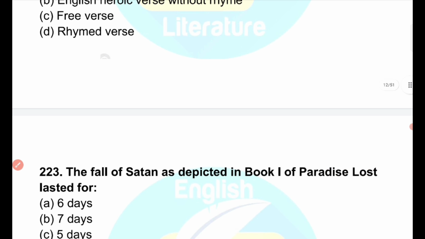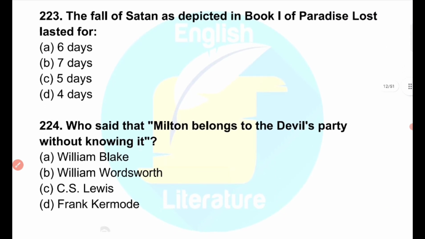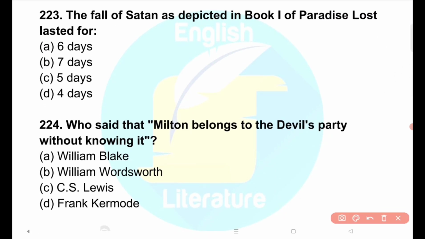The fall of Satan as depicted in Book First of Paradise Lost lasted for option B, 7 days. After rebelling against God, Satan and his fallen angels were cast into hell. The fall lasted 7 days and nights, symbolizing their punishment and suffering. This is part of Milton's theological narrative emphasizing divine justice.